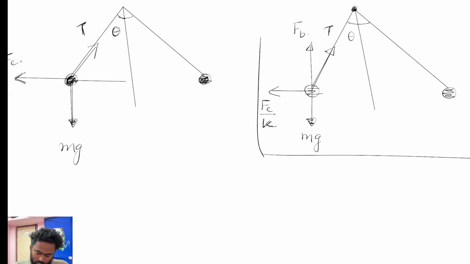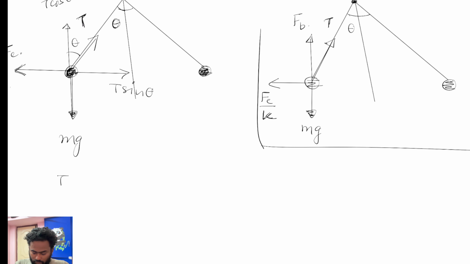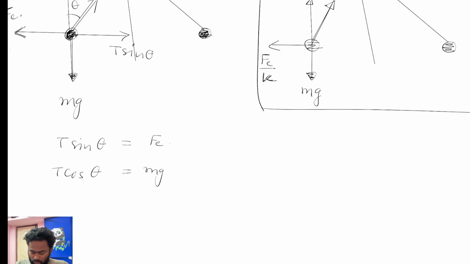So this angle is theta, and this angle is also theta. Break the component of tension: this side T sin theta and this side T cos theta. Equating the forces, T sin theta equals Fe and T cos theta equals mg. So from here we get tan theta equals Fe by mg, equation number 1.